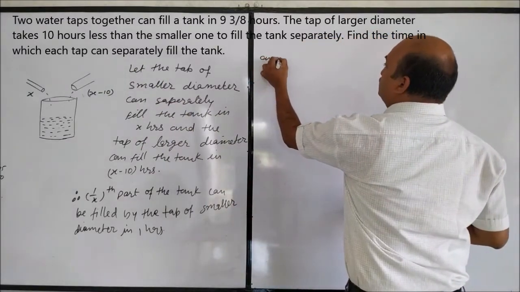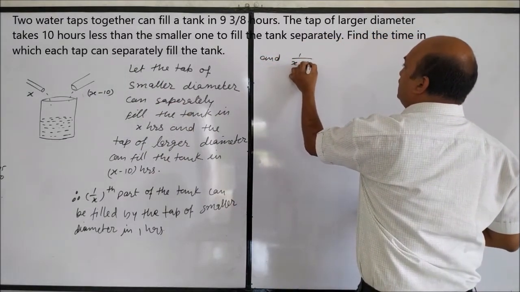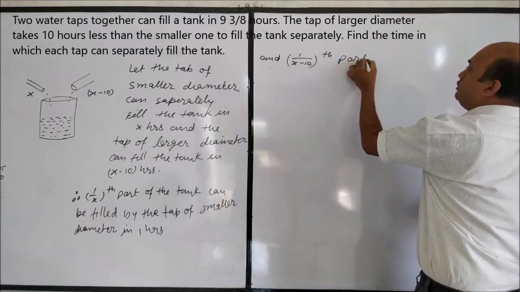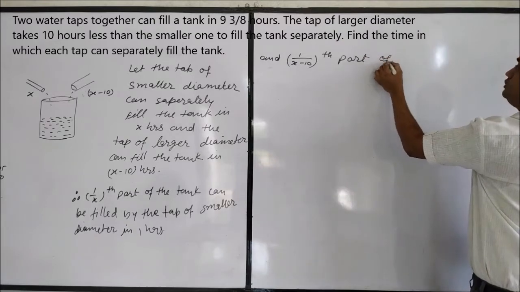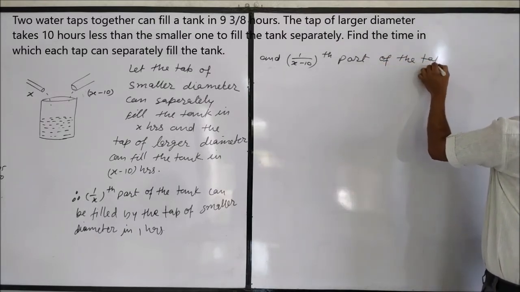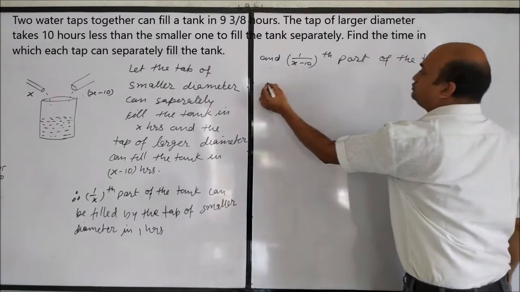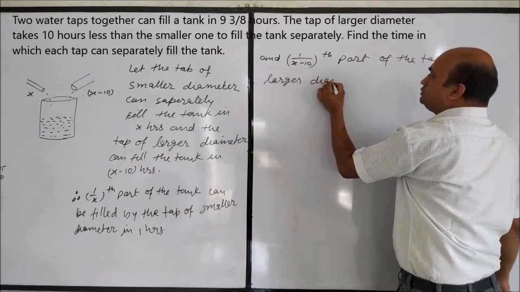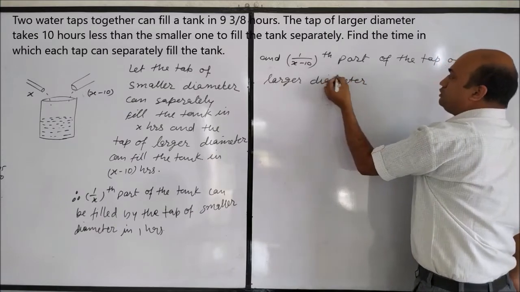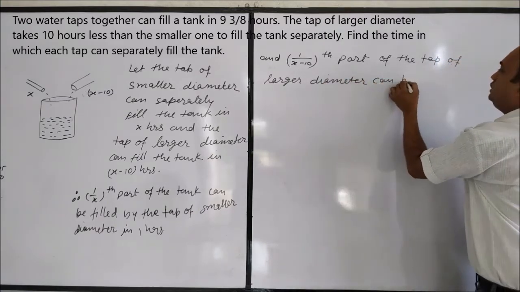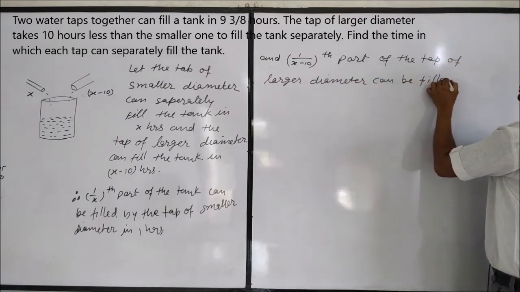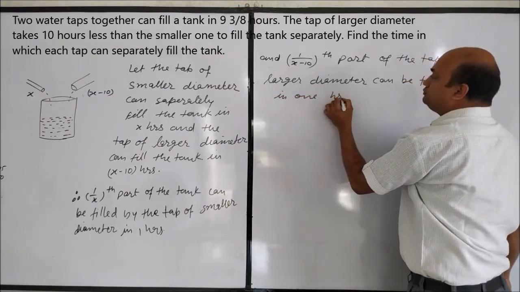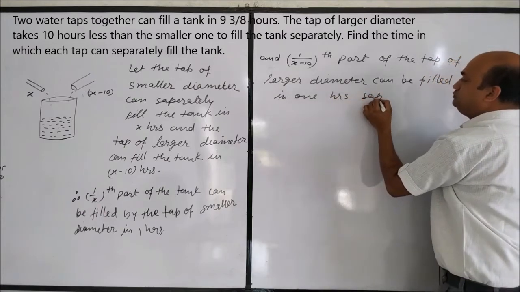And 1 upon x minus 10th part of the tank can be filled by the tap of larger diameter in 1 hour separately.